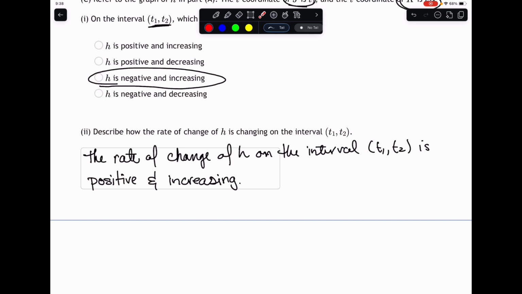So that concludes the homework for the free response question number 3.